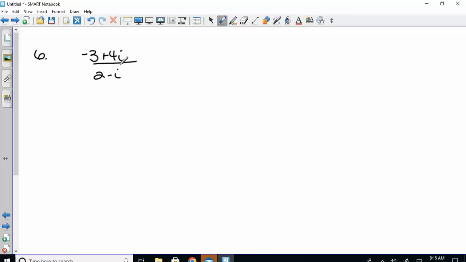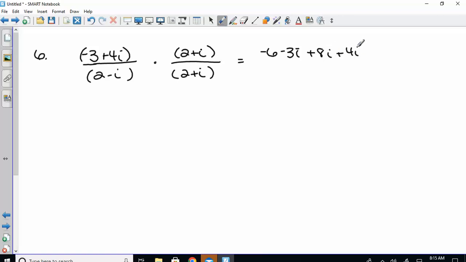Okay. So problem 6. What do we have to remember here? The conjugate is different. So we're going to multiply by 2 plus i on top and bottom. And then we FOIL. So we get -6 minus 3i plus 8i plus 4i squared. On the bottom you get 4, positive 2i and negative 2i cancel, minus i squared.